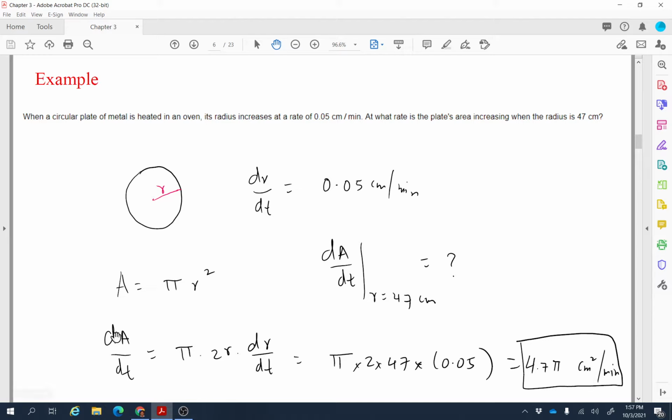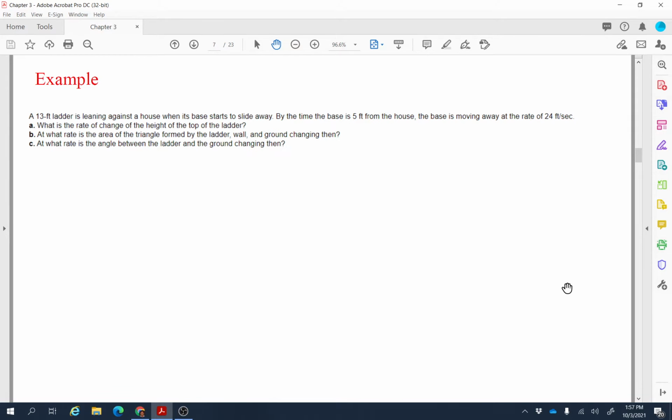Make sure that because you are looking for the rate of change of area with respect to time, the unit of this rate would be the unit of the area over the unit of the time. Okay, let's look at another example.